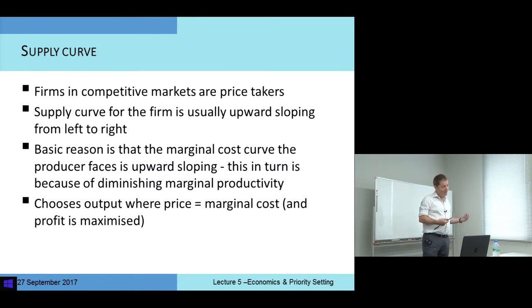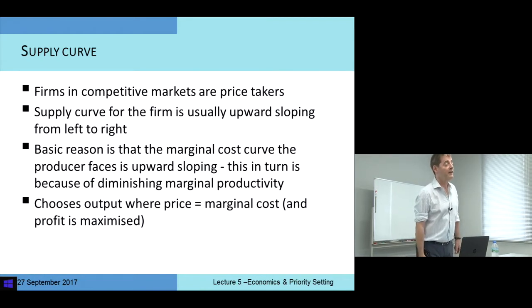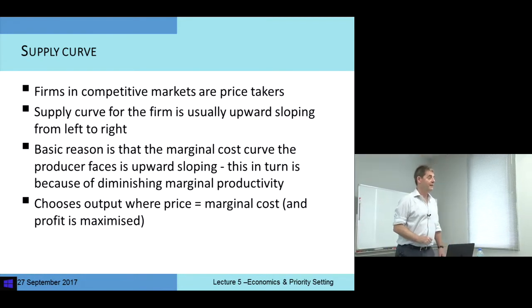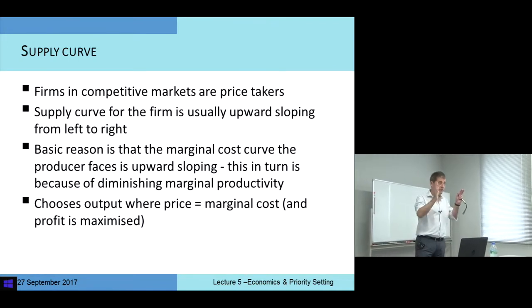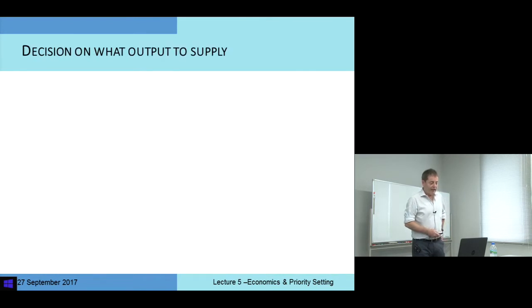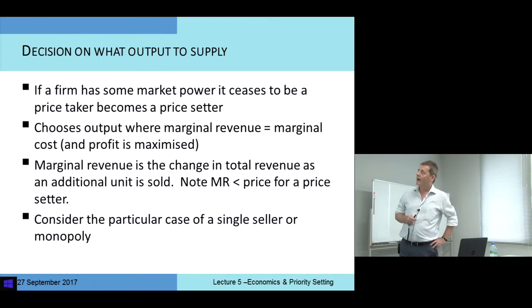We can explain this a bit more fully in terms of all sorts of economic concepts which we don't need to go into, diminishing marginal productivity and things like that. But a firm, if it's profit maximizing and it's a price taker, chooses the quantity of services or goods to provide. It chooses the quantity where price is equal to marginal cost, because that maximizes profit. But we don't need all that. It's just irresistible for me to say there are reasons why I can assert that we expect upward sloping supply. So, the decision on what output to supply.